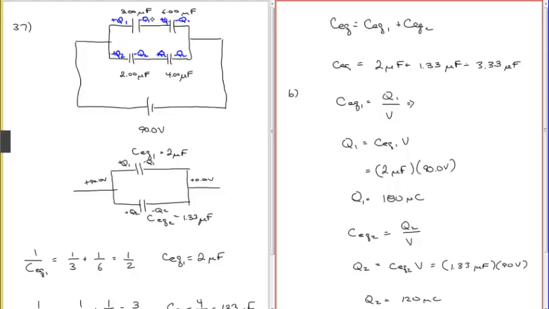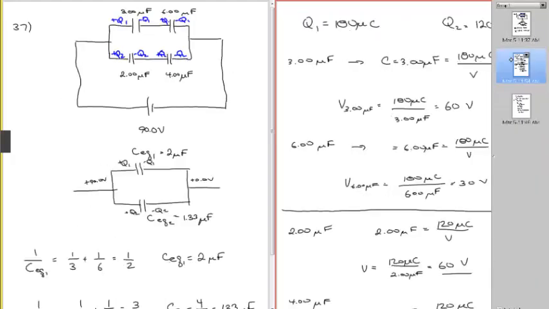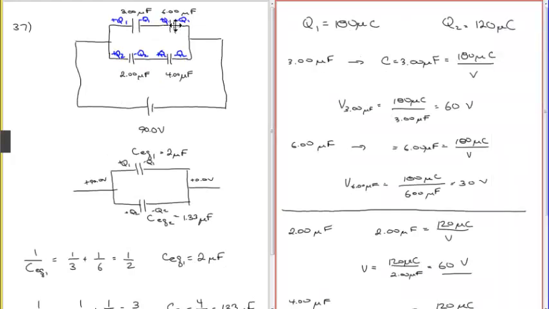Okay, so now once we know the charges on these capacitors, then we can look at them individually. Knowing the capacitance and the charge, we can calculate the voltage. So that was the last step that we did. Let's move this back up here. So now we're back to this figure.